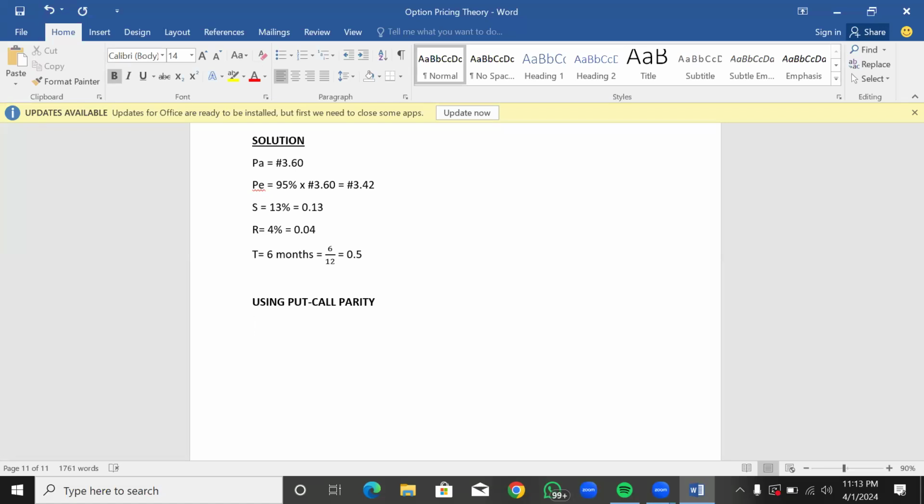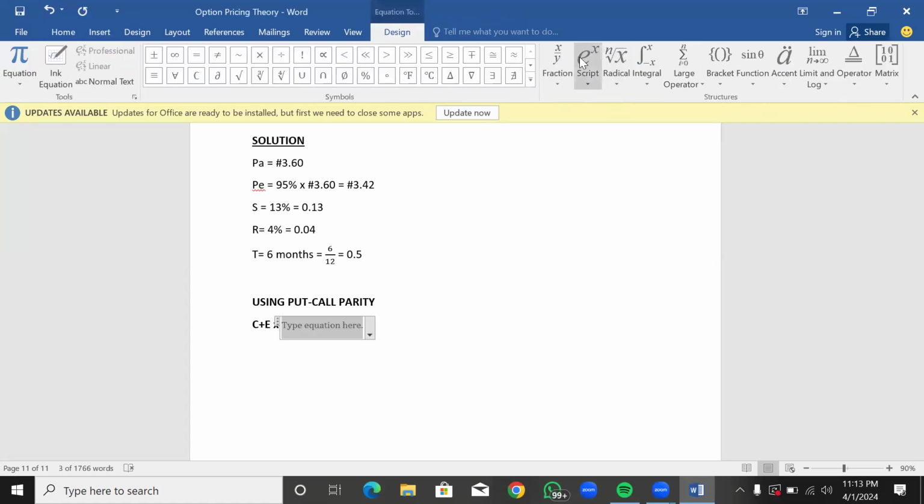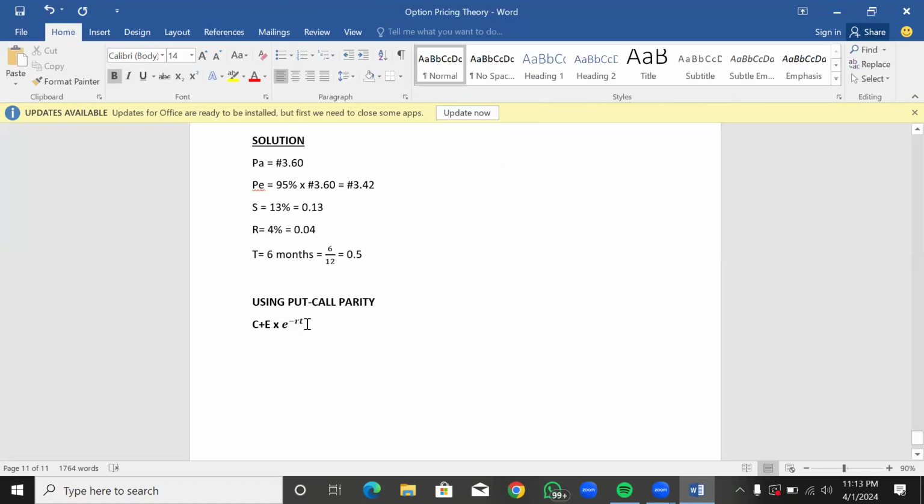The first one: C plus E, plus exponential e to the minus R, multiplied by... minus... times exponential raised to the power of minus RT. Then it equals P plus S.